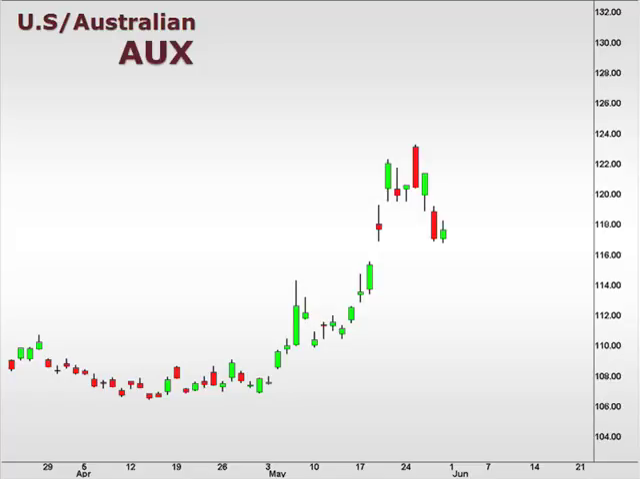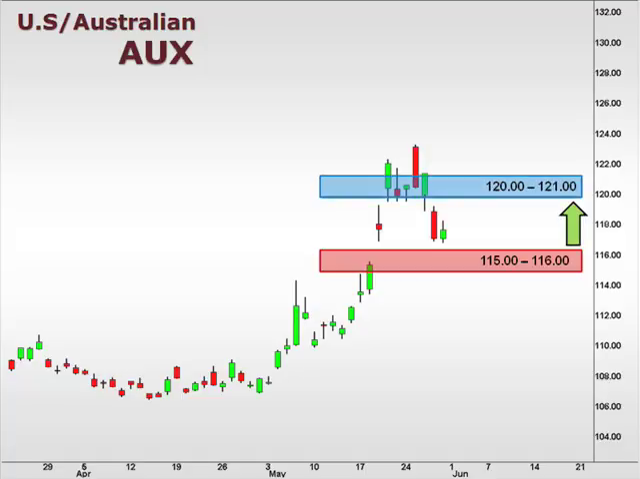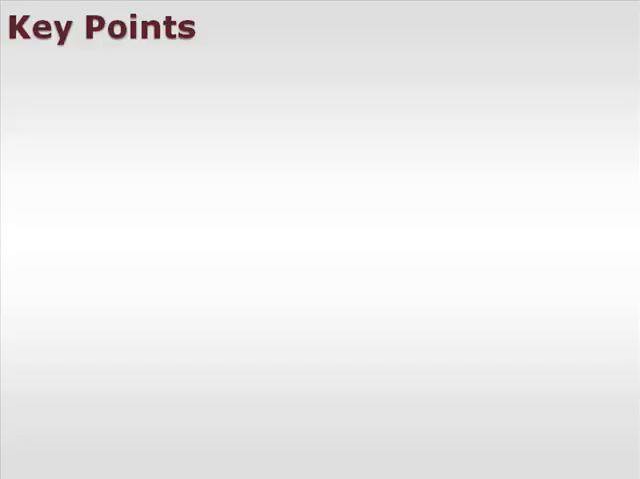The AUX, the US versus the Australian dollar, is also completing a shallow retracement with the 115-116 focal zone representing a near-term support level. 120-121 remains a key overhead resistance, a break of which should signal a push towards 126 to 128. Let's take a quick look at our key points.